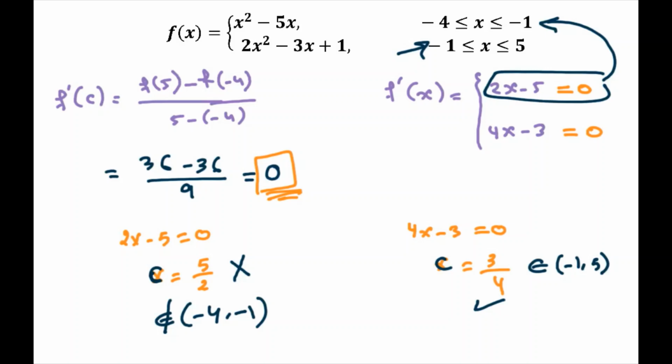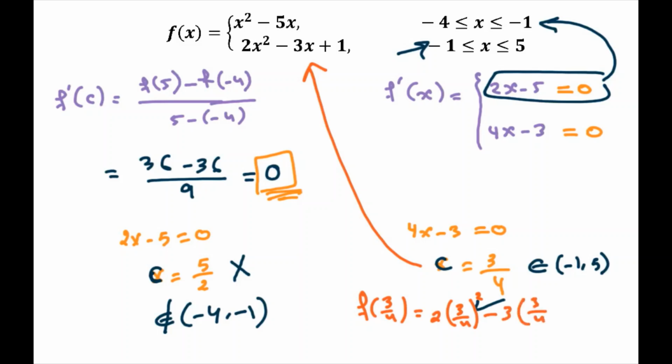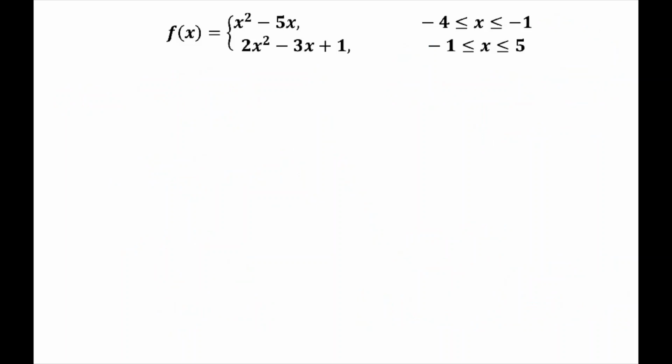I need to find f(c), which is by substituting in this equation. So f(3 over 4) is 2 times 3 over 4 squared, minus 3 over 4, plus 1, which is equal to -1 over 8. So now I do have one c that satisfies the mean value theorem, which is 3 over 4 and -1 over 8.